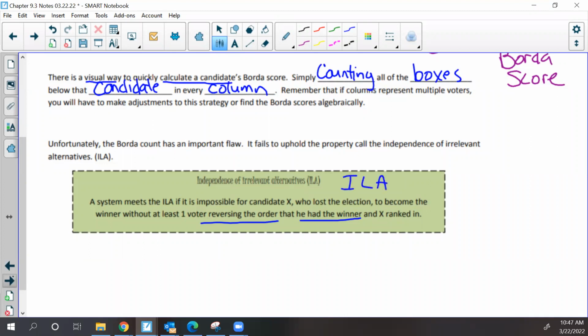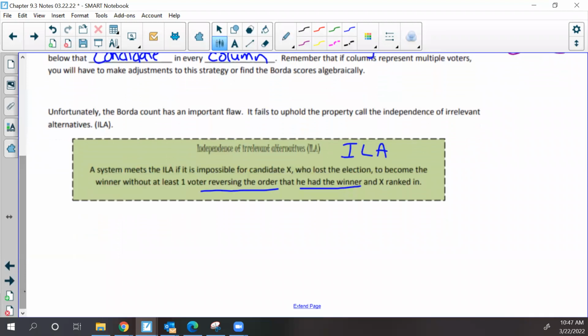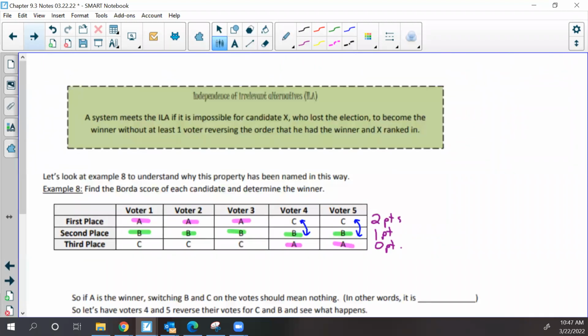It stands for independence of irrelevant alternatives. Let me show you that example. Okay, I'm going to give it to you straight. So we got a Borda count here, and I'm just going to count boxes. All right, so I'm going to count boxes here.